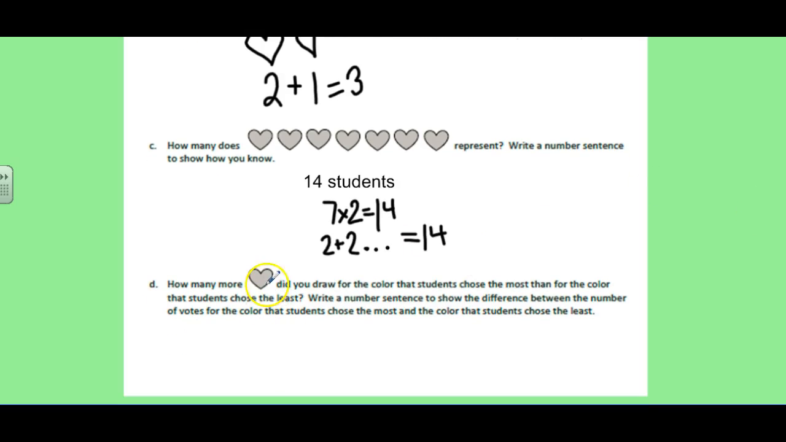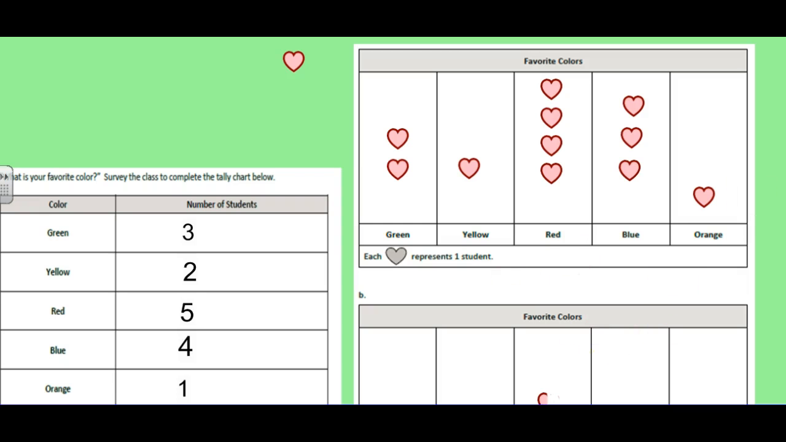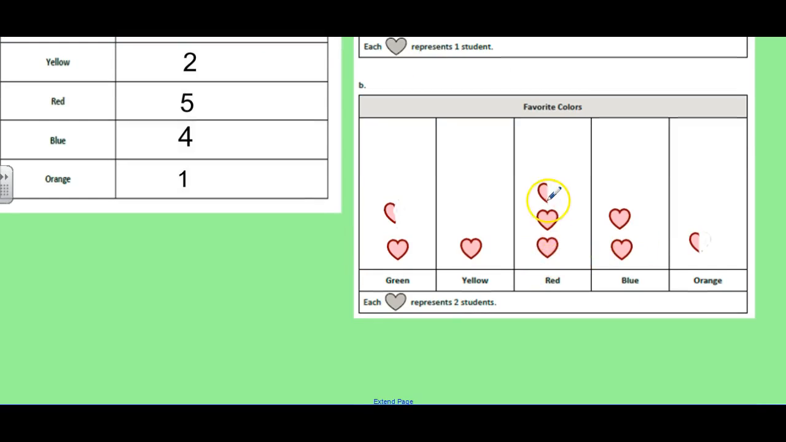Part D said, how many more hearts did you draw for the color that students chose the most than for the color that students chose the least? So we're going to have to look back at our chart to be able to answer this. I know that the most students on this bottom chart chose red, and the least chose orange. So orange had half of a heart and red had half of a heart, so those would cancel each other out. Those are the same. So I actually had to draw 2 more whole hearts to make up the difference between red and orange.